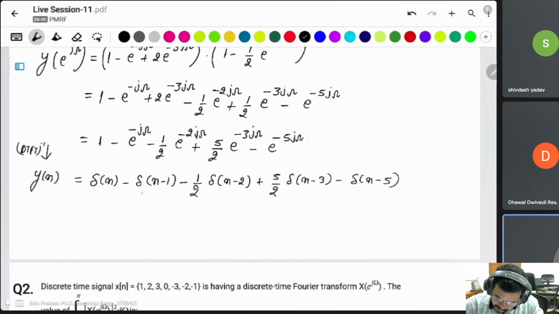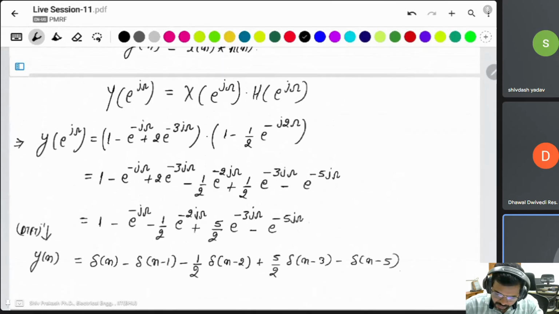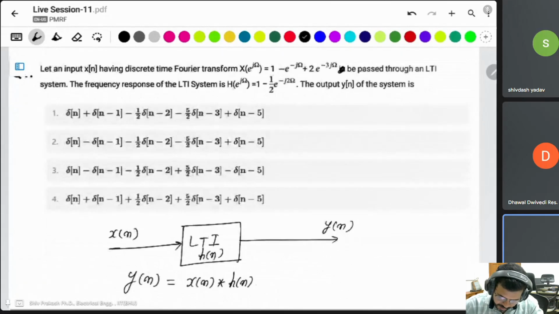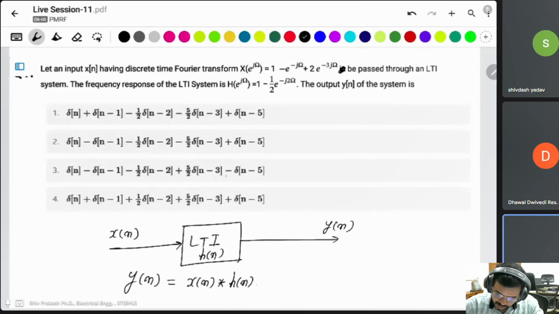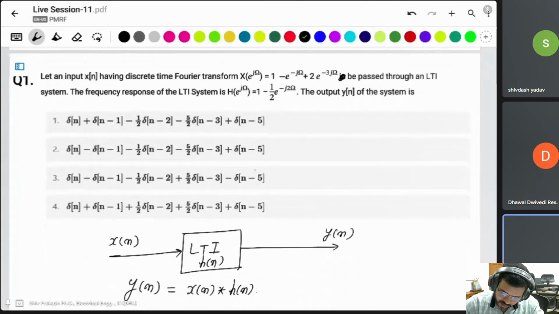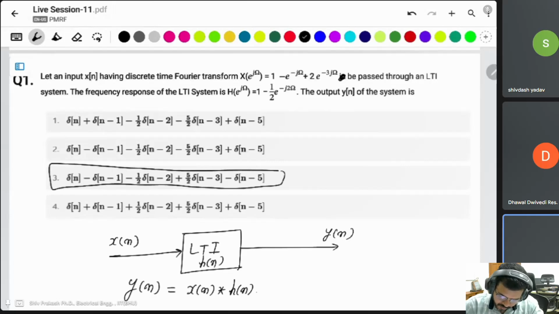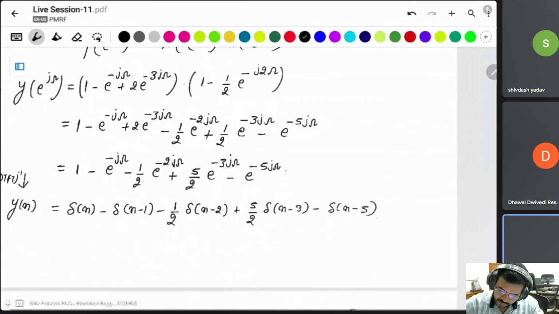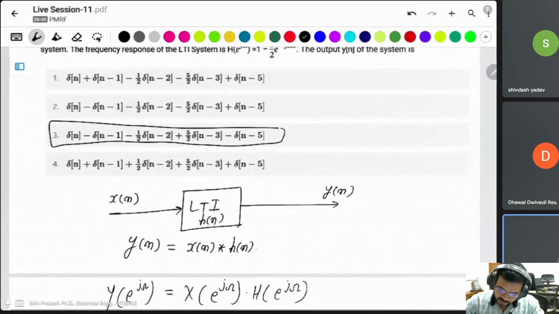δ[n] minus δ[n minus 1] minus half δ[n minus 2] plus 5 by 2 δ[n minus 3] minus δ[n minus 5]. This will be the correct answer.